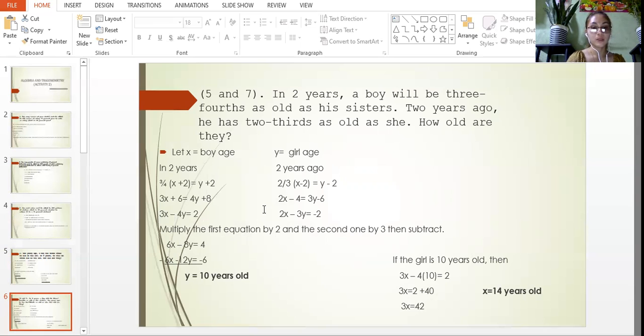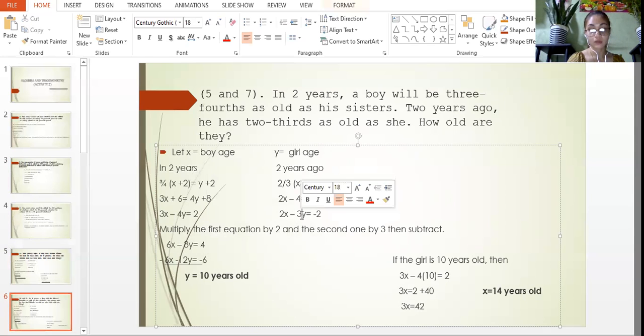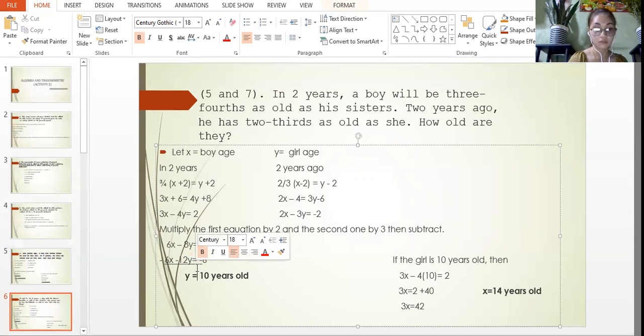So 3 times 2x is equal to 6x, minus 3 times... sorry for the term here, it was 9. So 3 times 3y is equal to 9y, then 3 times negative 2 is equal to negative 6. So the value of y is equal to 10. So the girl's age is equal to 10 years old.